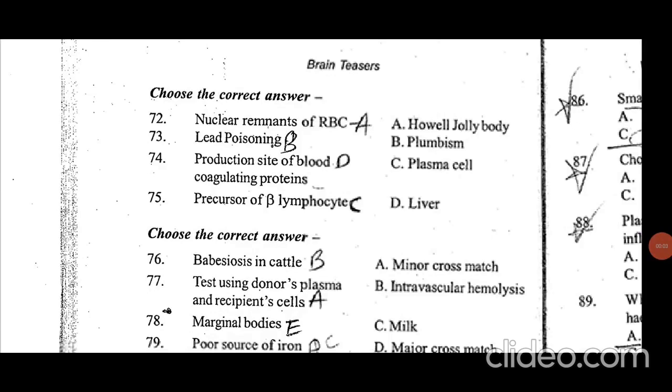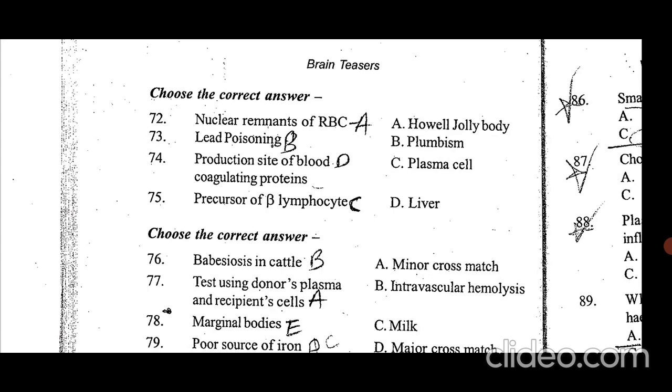Choose the correct answer. Nuclear remnants of red blood cells are Howell Jolly bodies. Lead poisoning is known as plumbism. Pb is the abbreviation of lead, so from Pb, plumbism is lead poisoning.